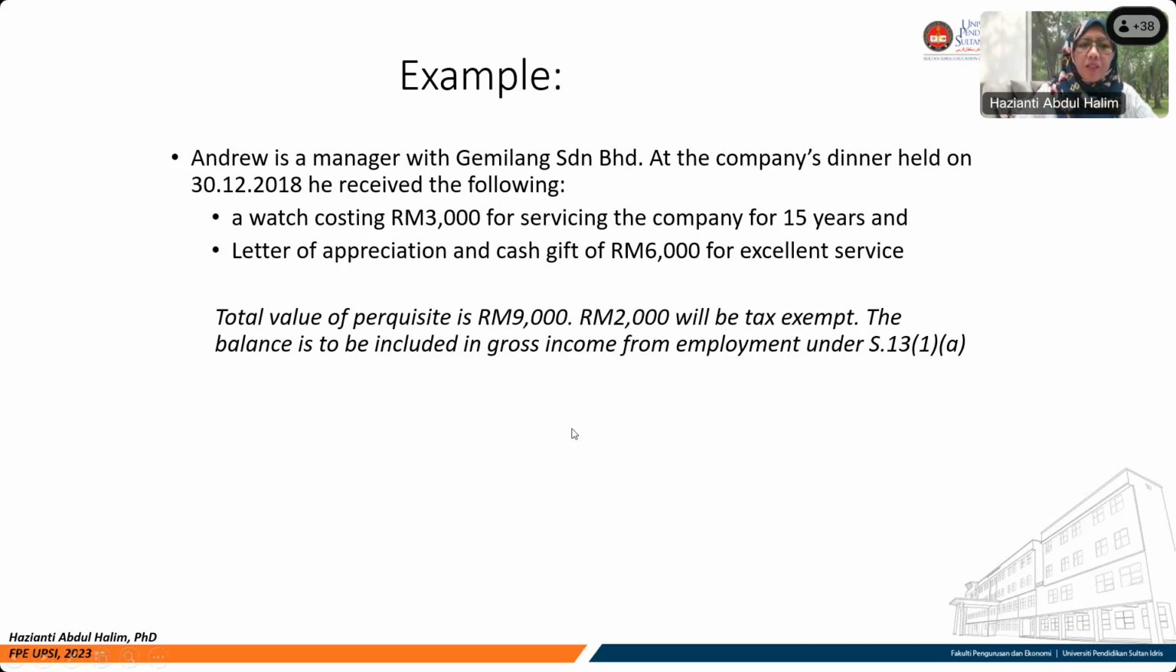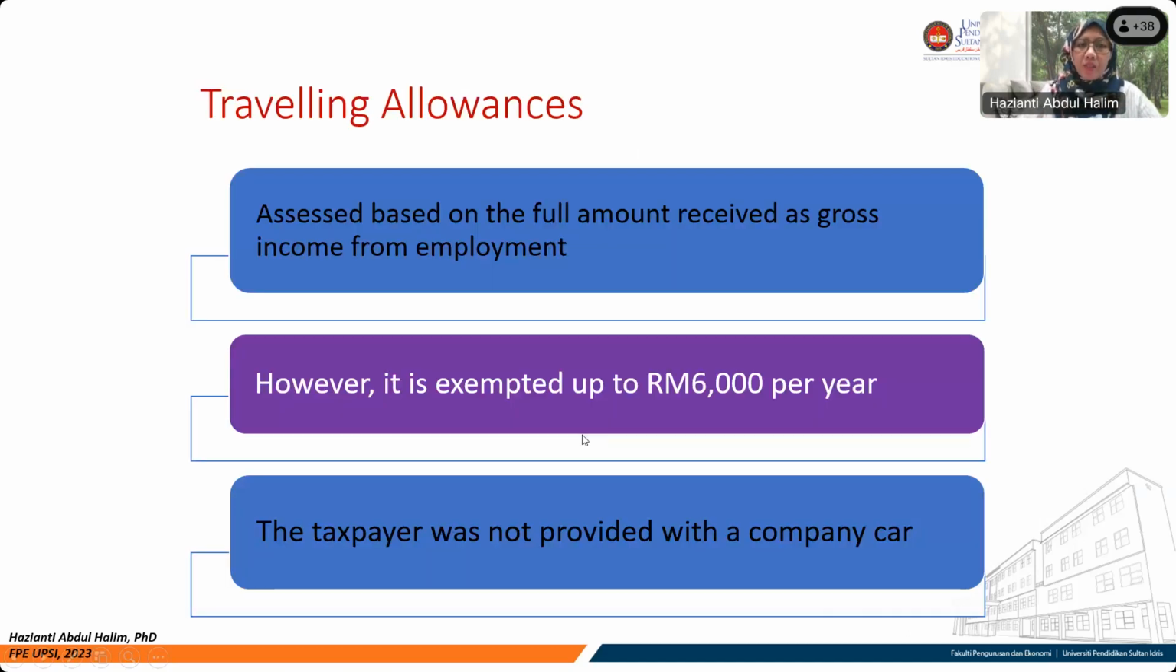Because he received cash, right? We just add the price of the watch with the cash he received. Because remember, for monetary benefit, the benefit can be converted into cash. So the watch has a price of 3,000, so it can be converted into cash. That is why we add 3 plus 6.